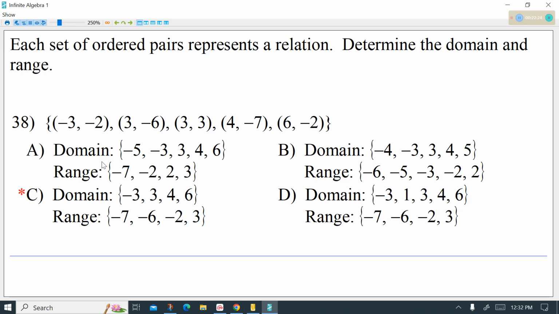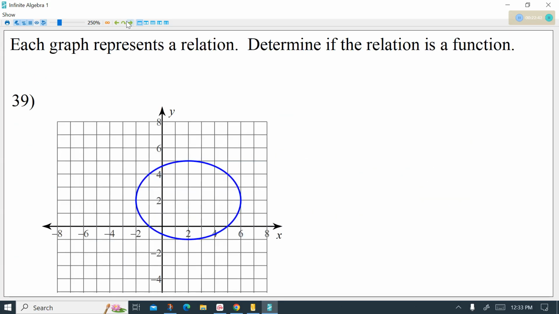Okay, so again, just double check. Notice the smallest number for the y values is negative 7. And I see 3 of those have them, right? The smallest number here is negative 3, so I know I could cross out A. It starts with negative 5. I could cross out B because that is negative 4. So, you know, eliminate things and work your way to the answer.